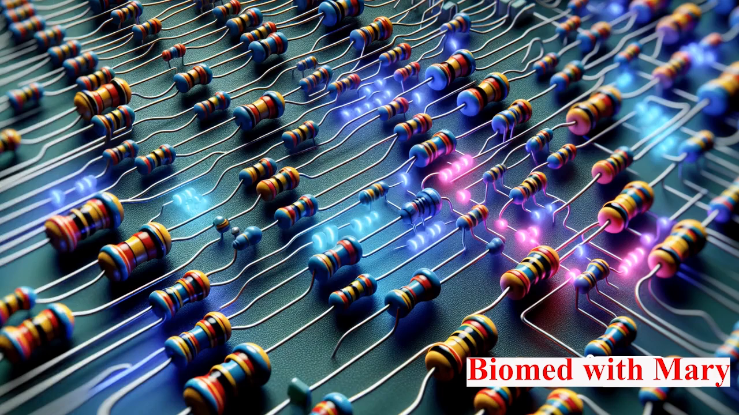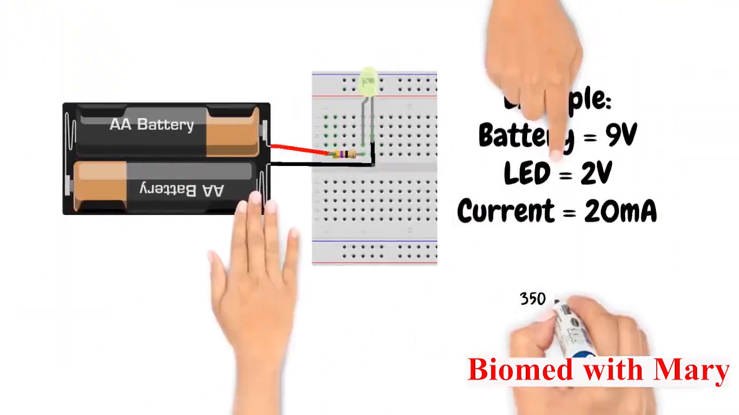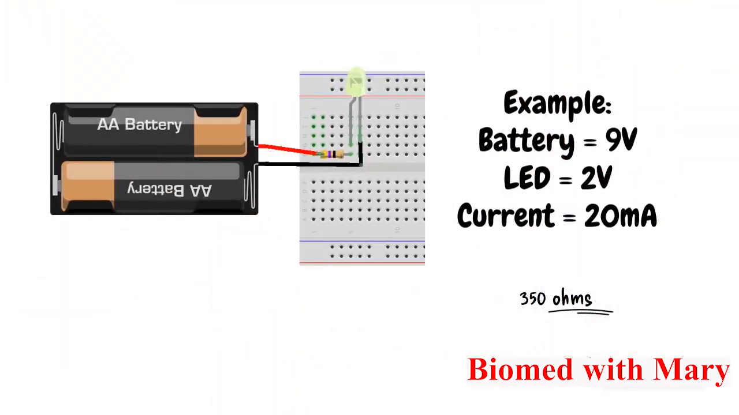Let's calculate the correct resistor value for an LED. Suppose we have a 9-volt battery. The LED voltage drop is 2 volts and we want 20 milliamps of current. First subtract 2 from 9. That gives us 7 volts.